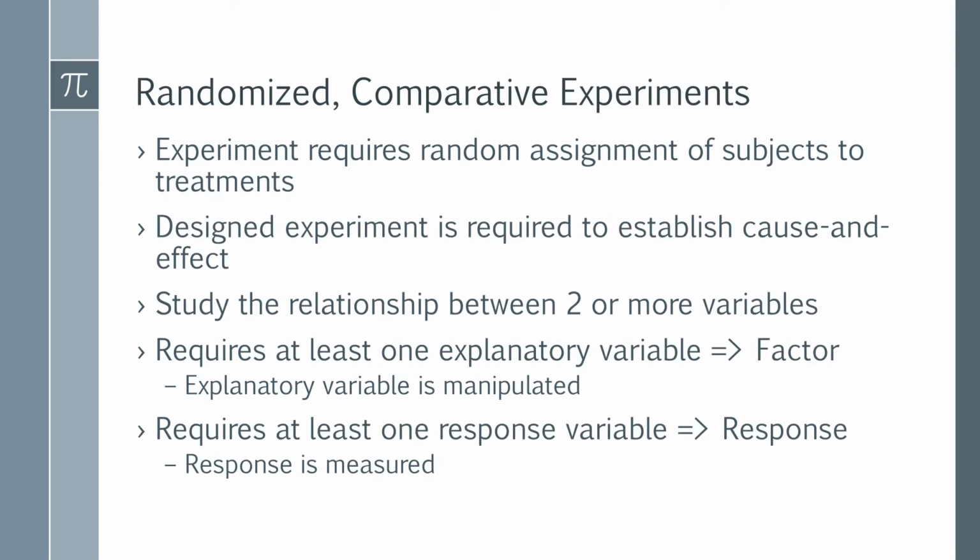Experiments require random assignment of subjects to treatments. The designed experiment is required to establish cause and effect. They study the relationship between two or more variables, and they require at least one explanatory variable, known as the factor, and the explanatory variable is manipulated. They require at least one response variable, known as the response, and the response is measured.